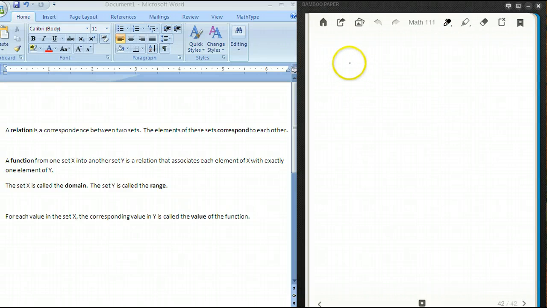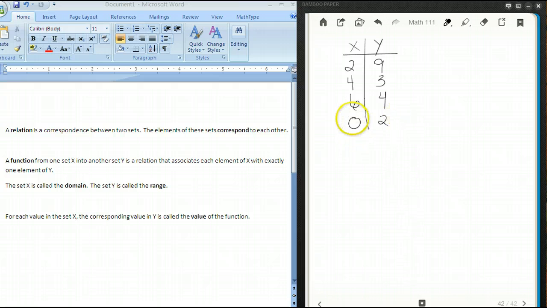So remember, another way that we can represent a relation is by using a table. So let's consider if we have a relation given to us by a table. Let's just make it up. How about 2, 4, 6, and 9, 3, 4, and let's add one more value, 0 and 2. Okay, great. So this is a relation. It says x is 2 goes to 9, 4 goes to 3, 6 goes to 4, and 0 goes to 2. So this is a relation, but is it a function?